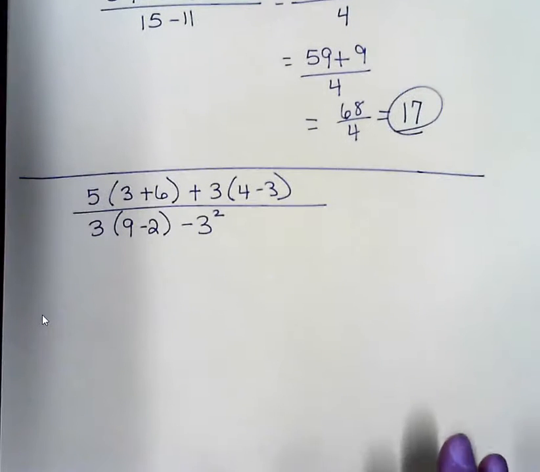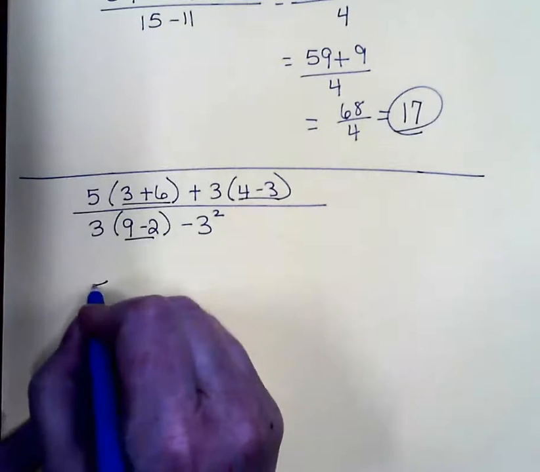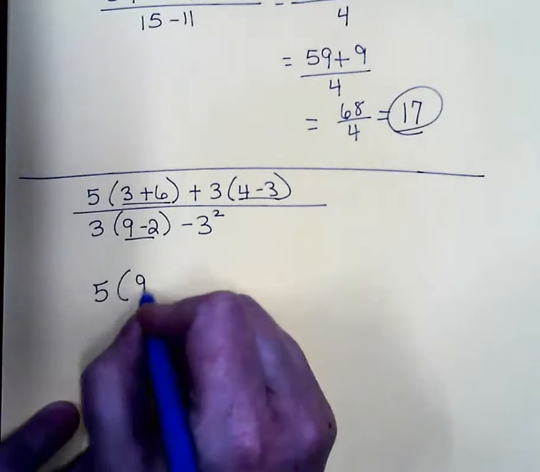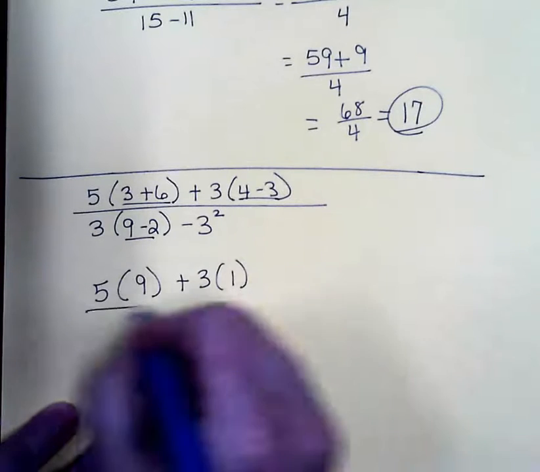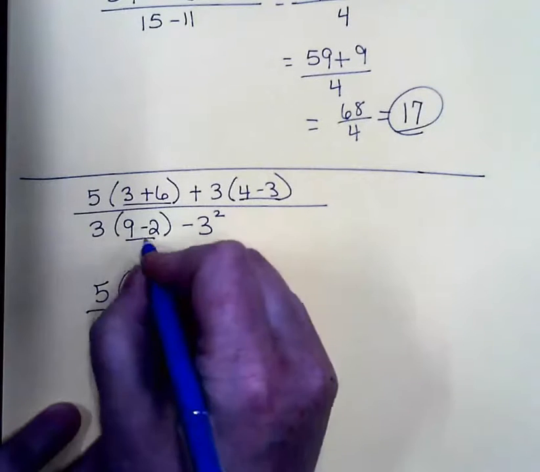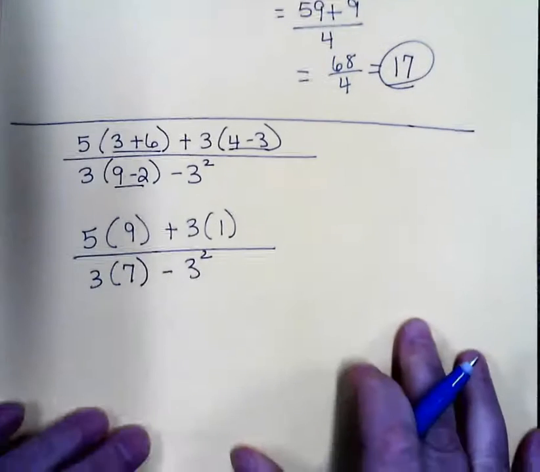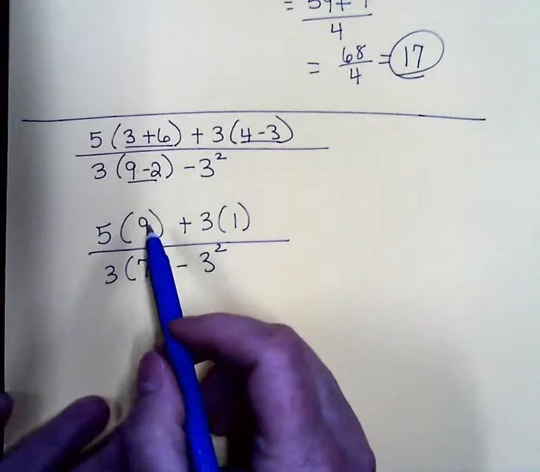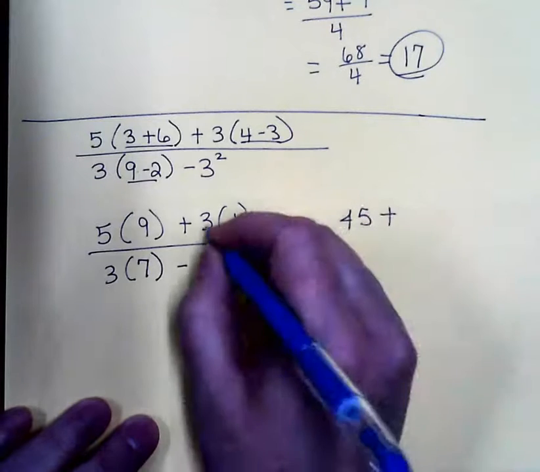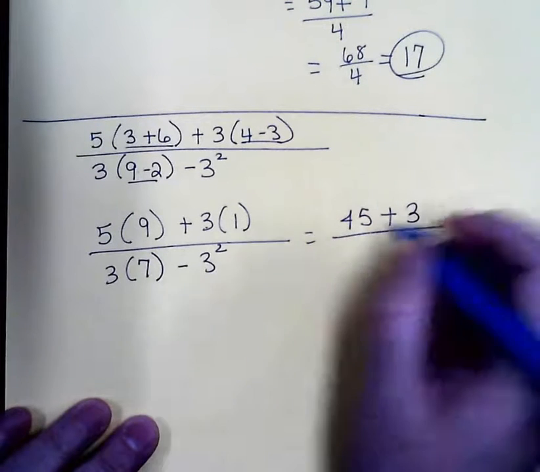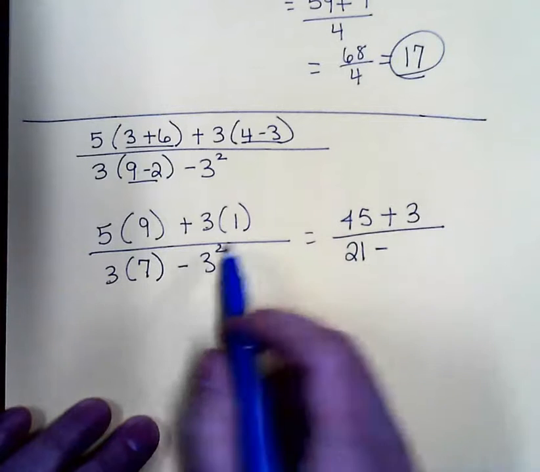And then our last one, I'm going to go through and do all the parentheses first. So this is giving me 6 plus 3 is 9, plus 4 minus 3 is 1, over 9 minus 2 is 7, minus 3 squared. All right, let's multiply. 5 times 9 is 45. 3 times 1 is 3. 3 times 7 is 21. And then 3 squared is 9.